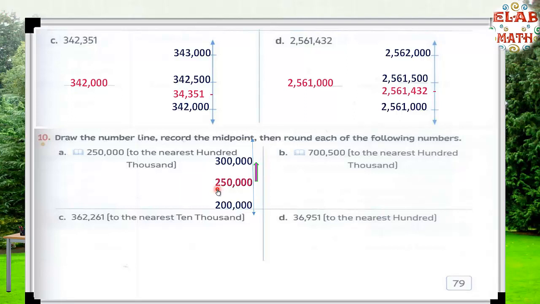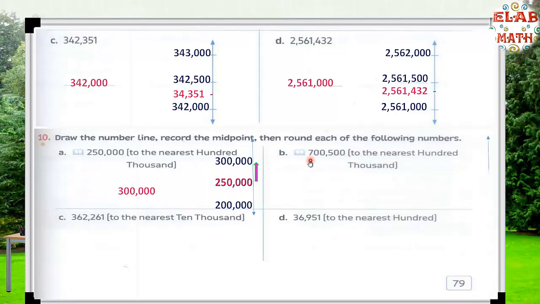If you make a line here and circle the next digit, we have here 5. Is 5 more or less than 5? We said more than 5 or 5, you should add 1 to the digit in this place to be 3, or you should make rounding up. You should write 300,000. Next one, to the nearest 100,000, like this.